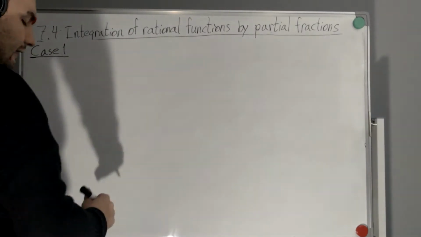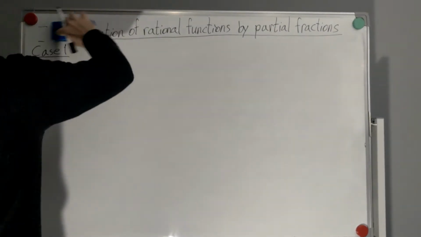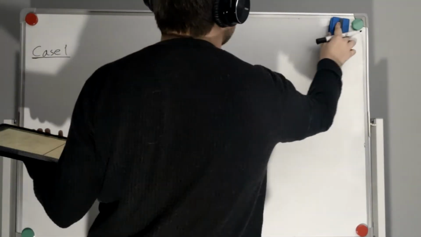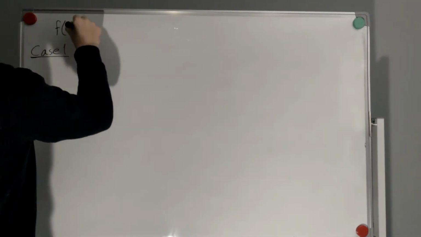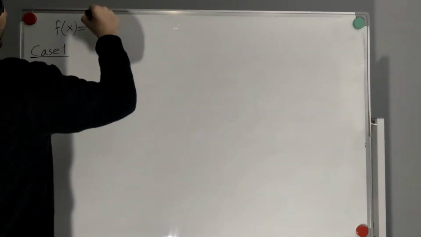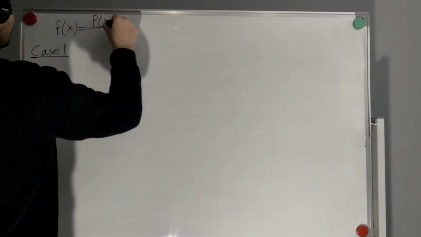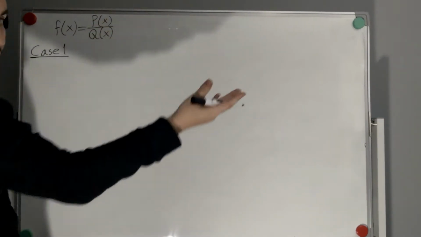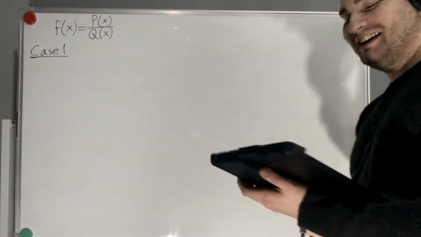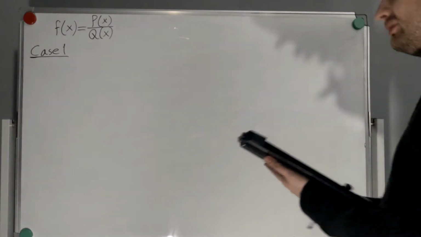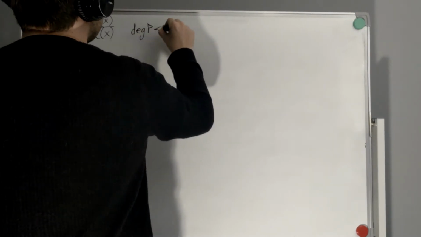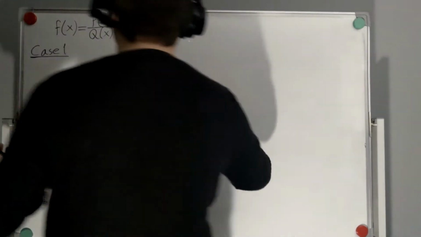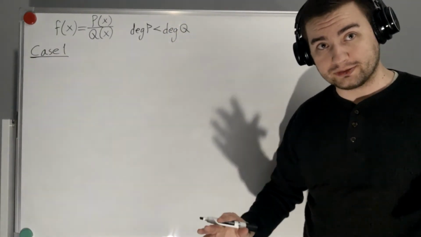So let's say, before we begin this discussion at all, that we're dealing with a rational function. It's named f of x, and its numerator is a polynomial called p of x, and its denominator is a polynomial called q of x. Okay? And once again, q of x is not the 0 polynomial. And as I said, the degree of p is less than the degree of q, because if that's not the case, then you cannot do this.